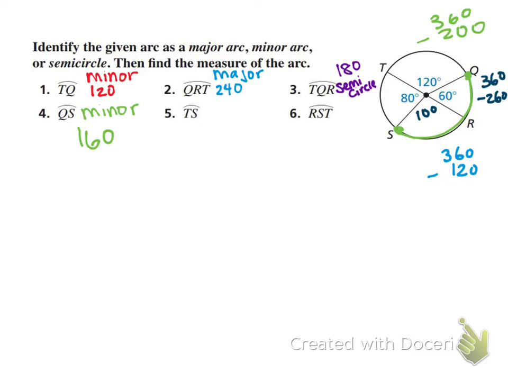TS is a minor arc. Once again, what's the measure of arc TS? 80. Okay, 80. And then we have RST. So from R, we want to go through S and end at T. So that would be a semicircle. 180, a semicircle.